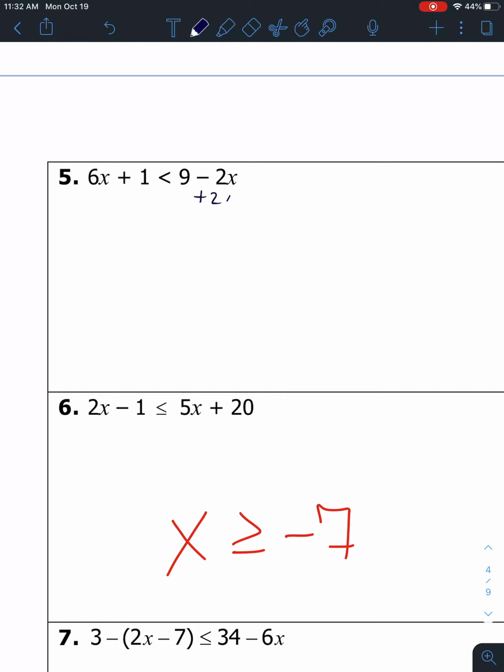I'm going to add 2x to both sides. So that gets me 8x plus 1 is less than 9. Going to minus 1 to both sides, so that gets me 8x is less than 8. Divide both sides by 8. So my final answer is x is less than 1.